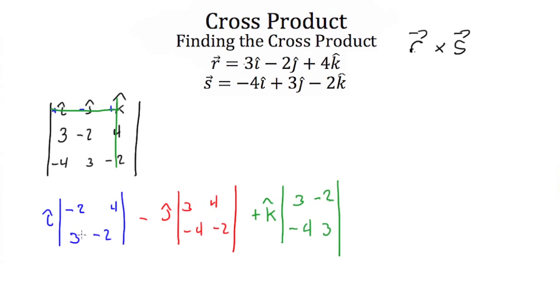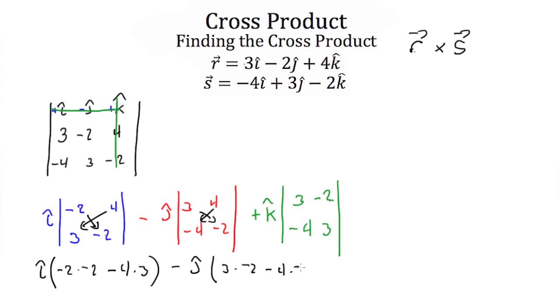So what I have left is i multiplied by the determinant of this 2 by 2 matrix, so negative 2 times negative 2, minus 4 times 3, and then minus the j multiplied by the determinant of this 2 by 2 matrix, so 3 times negative 2 minus 4 times negative 4, and then plus k times the determinant of this 2 by 2 matrix, so 3 times 3 minus negative 2 times negative 4.